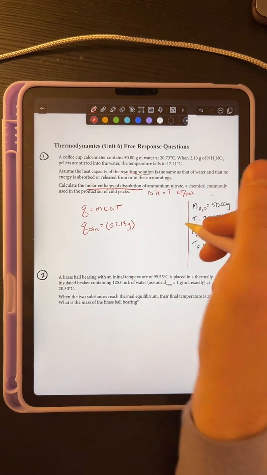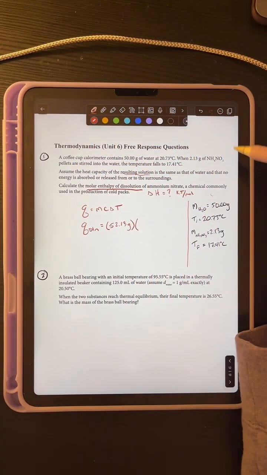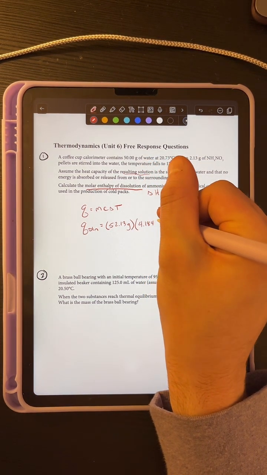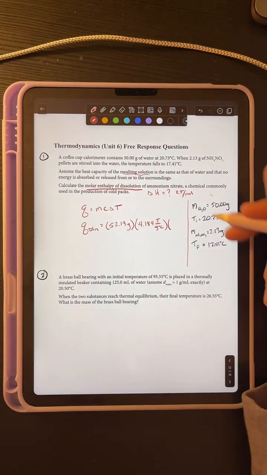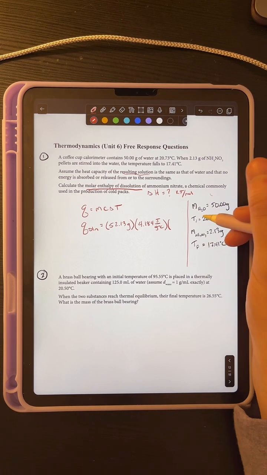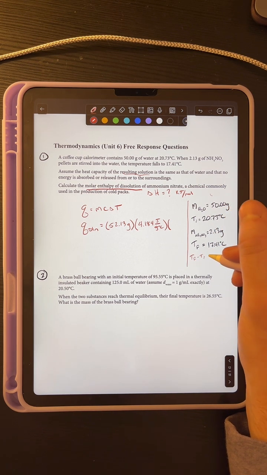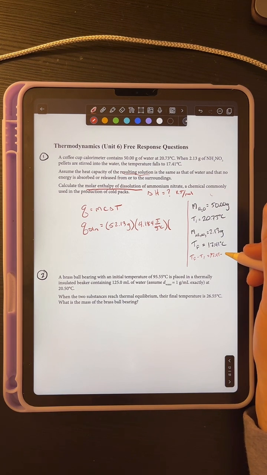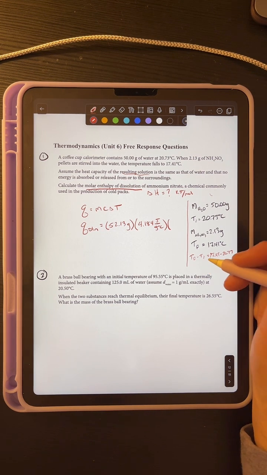which becomes 52.13 grams. Now the heat capacity of the resulting solution is the same as water, and that will always be given to you. That is 4.184 joules per gram degree Celsius. And then our change in temperature, that's our final minus our initial. So if I were to just do this off to the side, T final minus T initial, that equals 17.41 minus 20.73. I'm writing a little bit tiny so I have enough room here.